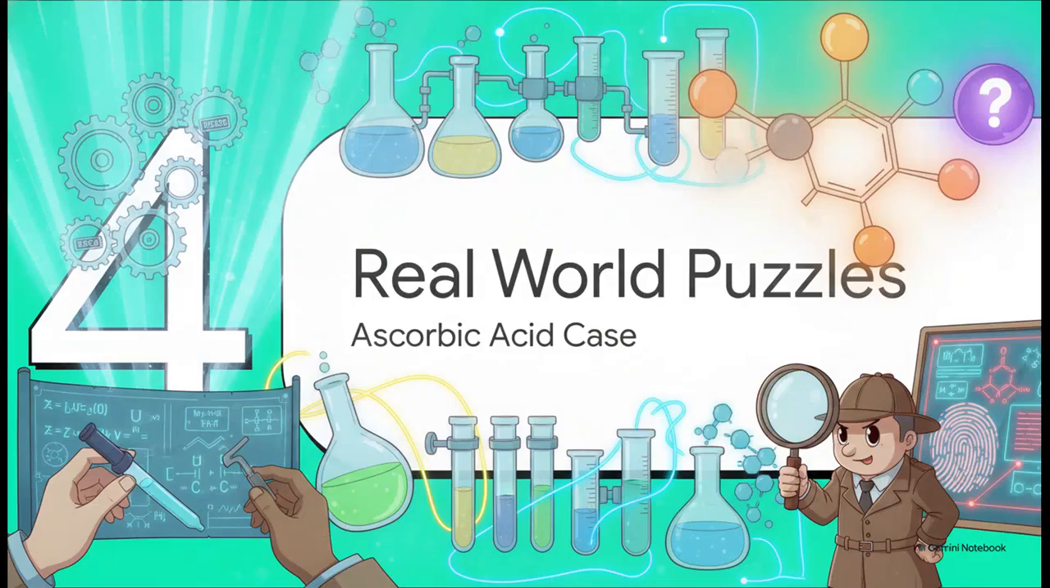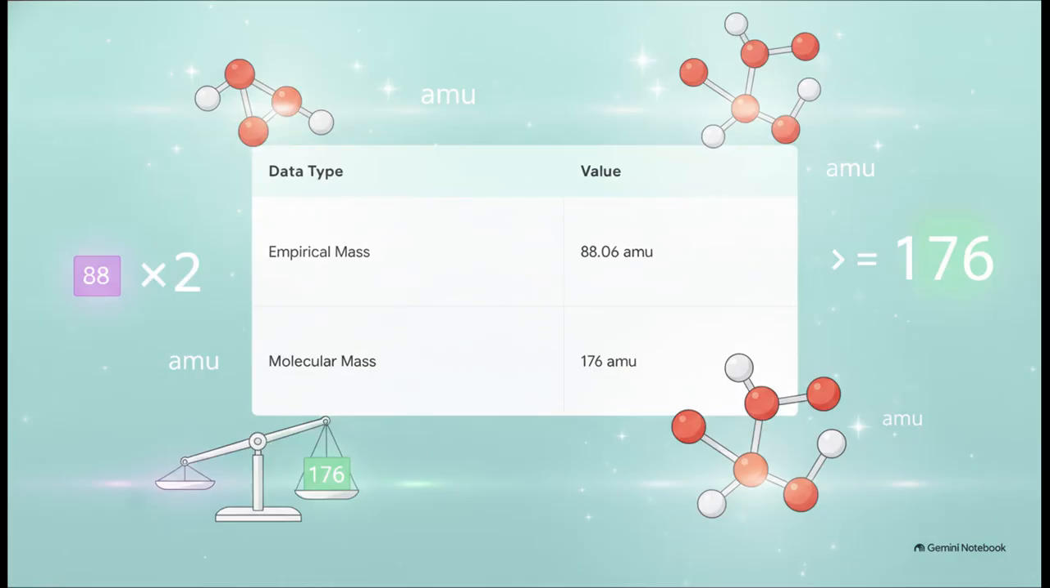Section 4, Real-World Chemical Puzzles, the ascorbic acid case. Let's bring back our prime suspect, vitamin C, and crack this case wide open. Let's compare the numbers. We previously deduced that the empirical formula for vitamin C is C3H4O3. If we add up the atomic weights of 3 carbons, 4 hydrogens, and 3 oxygens, we get an empirical mass of 88.06 atomic mass units, or AMU. But the lab tells us that the actual experimentally determined molecular mass of real vitamin C is 176 AMU.